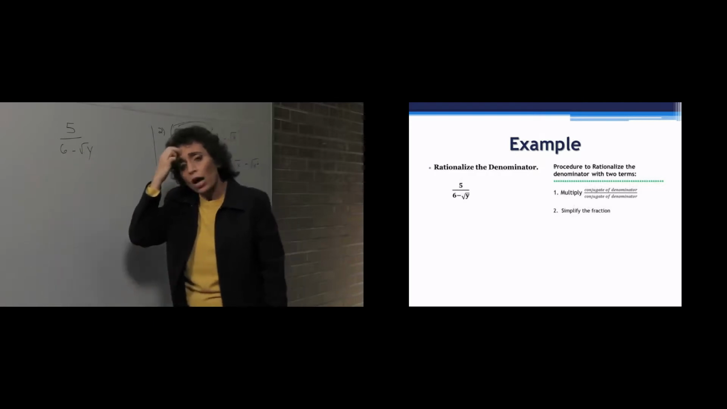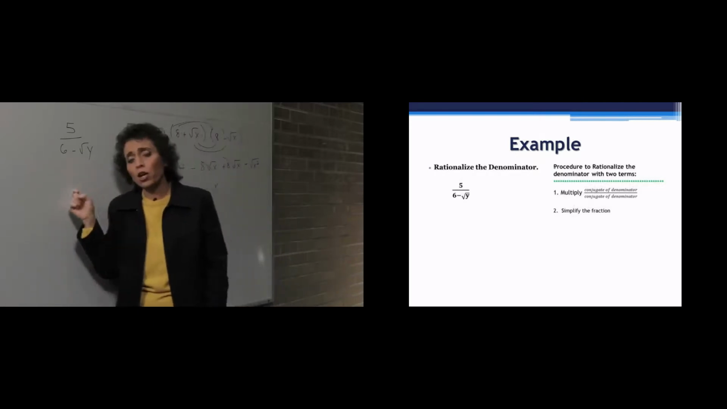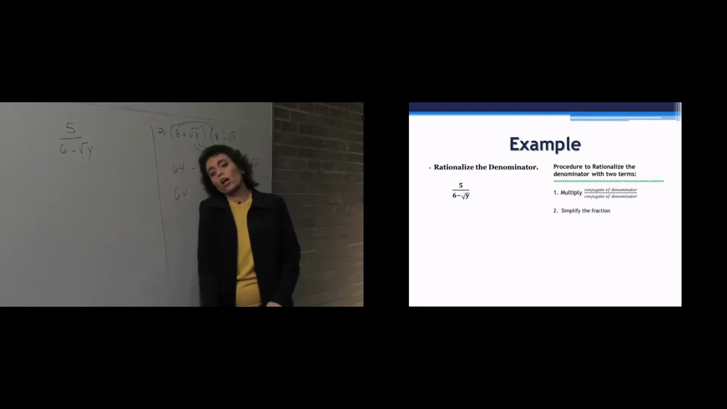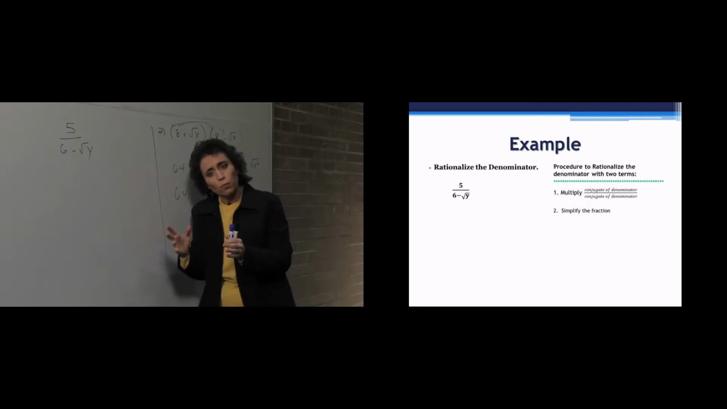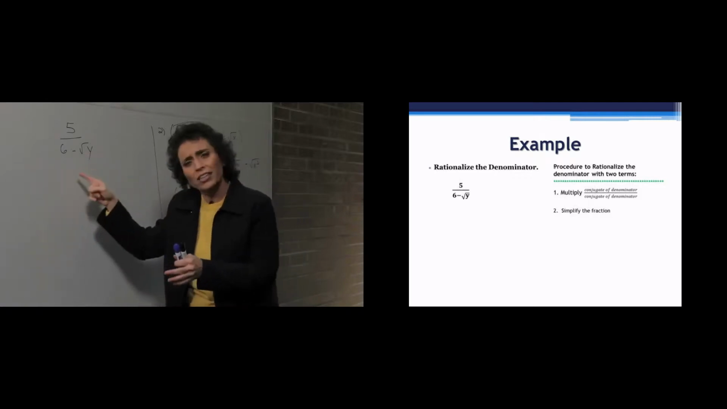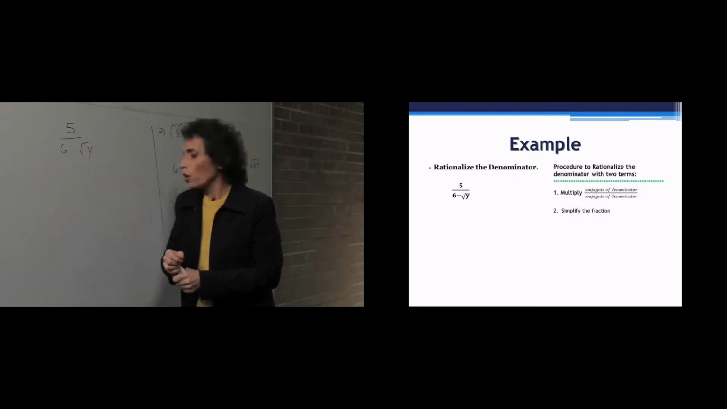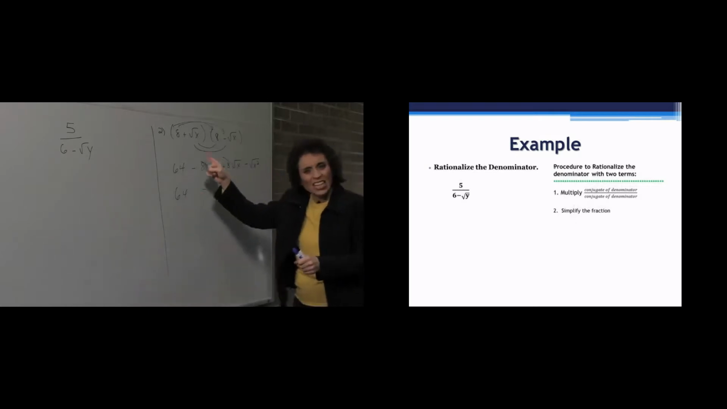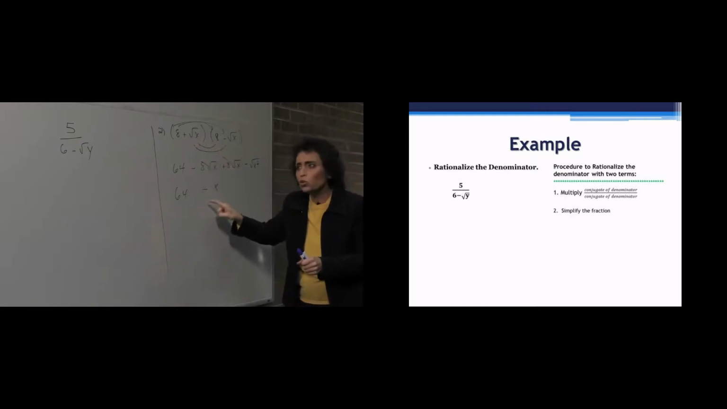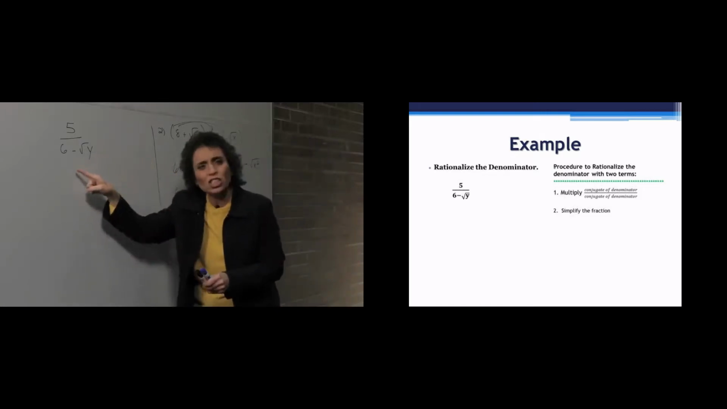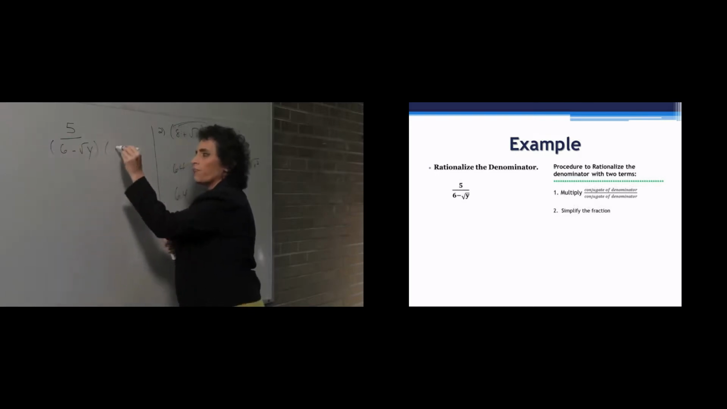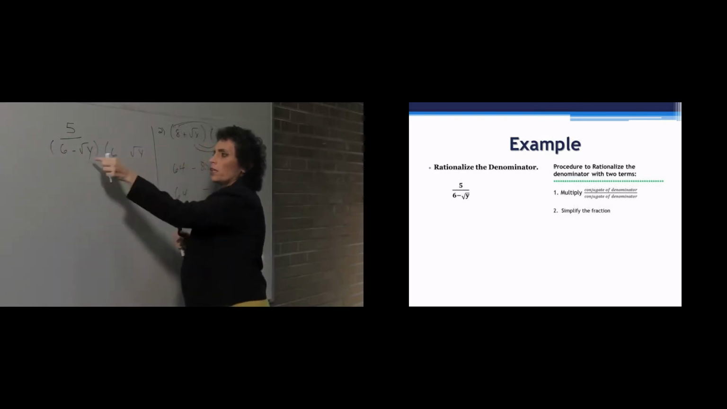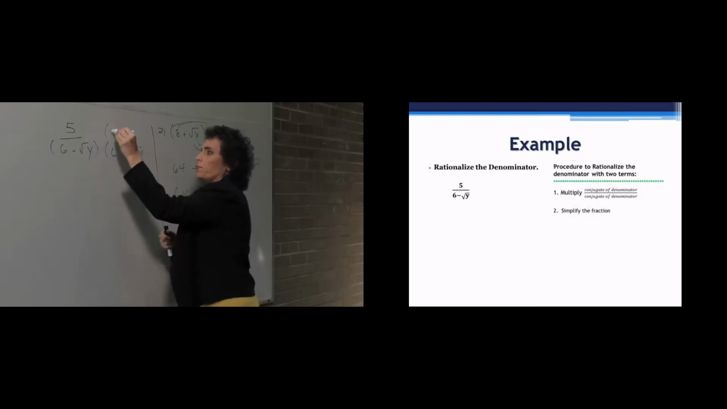So we have to figure out what we could multiply this binomial by so that the radical goes away. Oh, maybe what we just did. When we multiply conjugates with radicals, the radical goes away. So let's multiply this by the conjugate. The conjugate is the same first term and opposite second term.